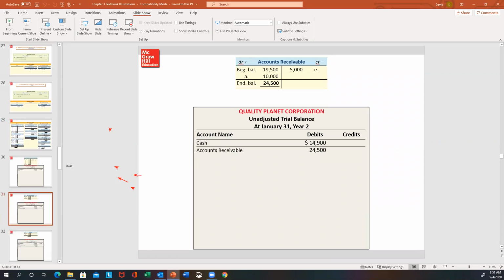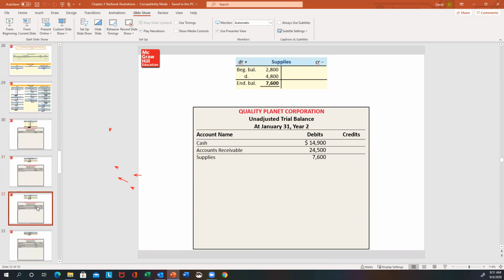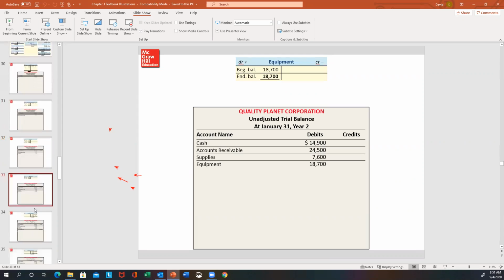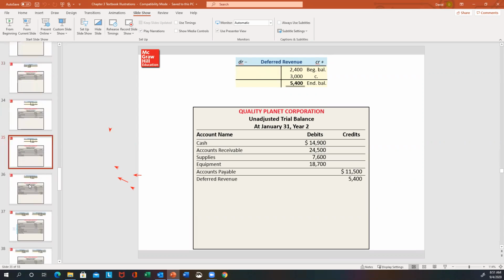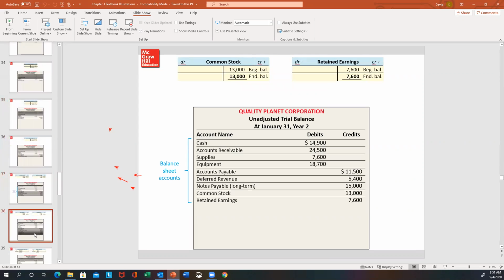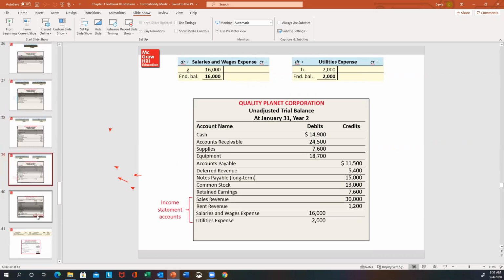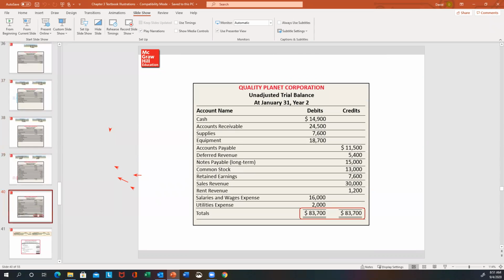So the next step would be to see if you wanted to do a trial balance. I'm going to skip right to the trial balance. You just enter the numbers from your ledger. And of course, you would show that your debits equal your credits. So again, this is just summarizing your ledger. Notice all your debits right here, 83.7, equal all your credits of 83.7.